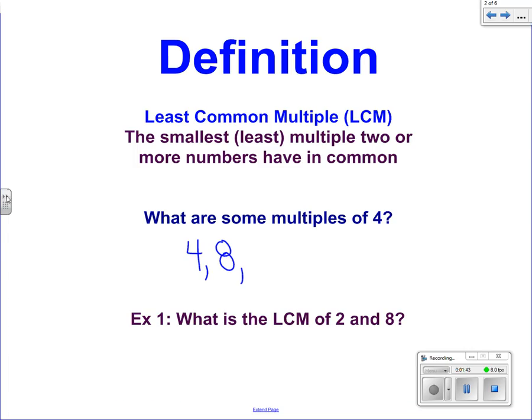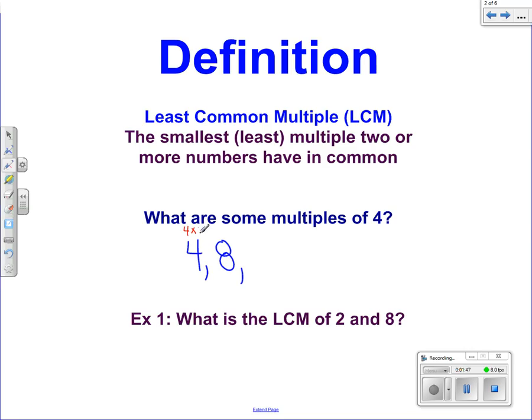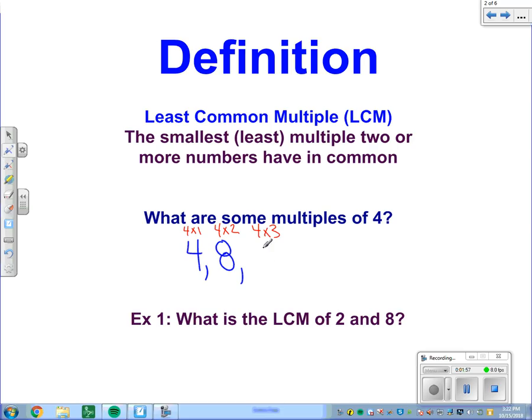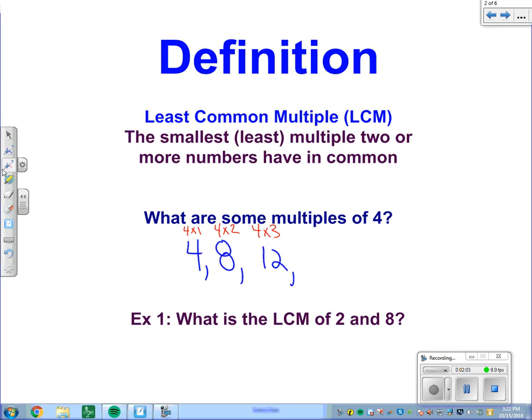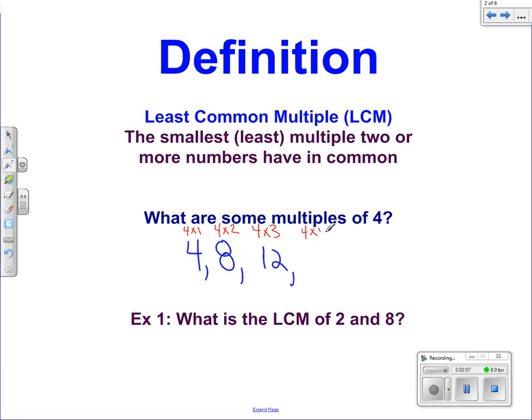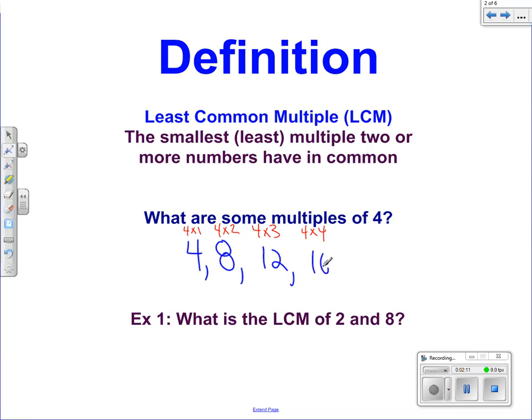Another way to think of it, since we're talking about multiples, is to multiply. 4 I could get by saying, well, that's simply 4 times 1. And to get 8, that's 4 times 2. And to get my next multiple, that's 4 times 3. What would that be? That would be 12. All right, let's do one more, because we need to get to finding LCM. 4 times 4 would be my next multiple in my list. 4 times 4, that makes 16.